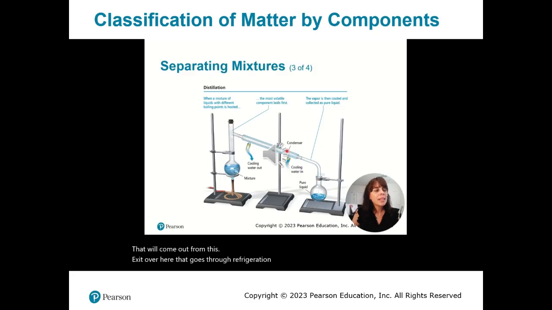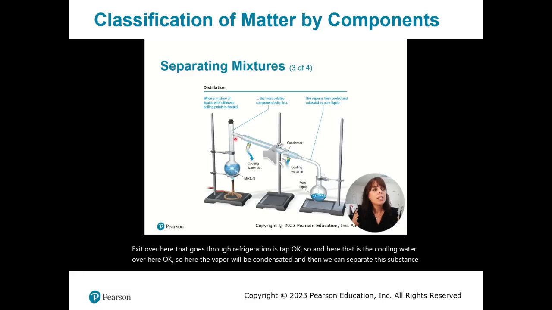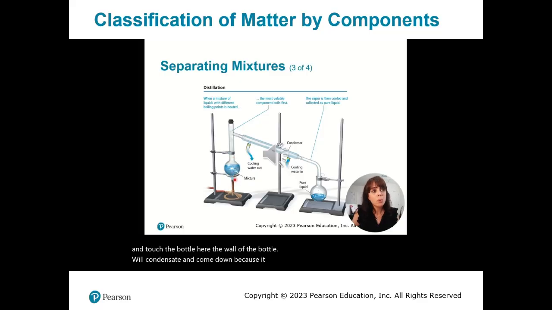Okay, and here is the cooling water. Here the vapor will be condensed, and then we can separate this substance over here. The other one that has a higher boiling point, when the gas starts forming and touches the wall of the bottle, will condense and come down because it has a lower boiling point. So that is one of the processes that you can use to separate through different boiling points.